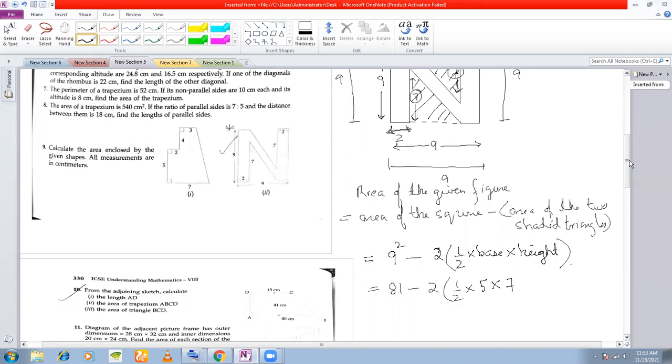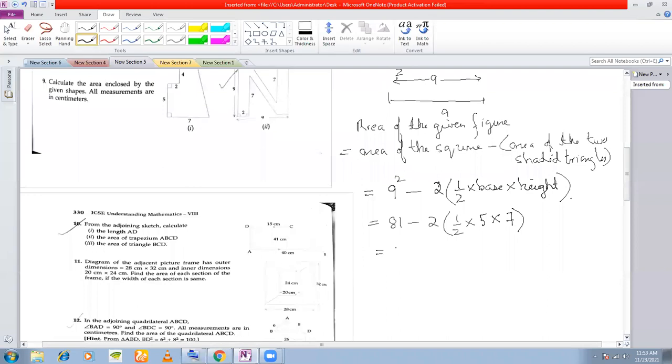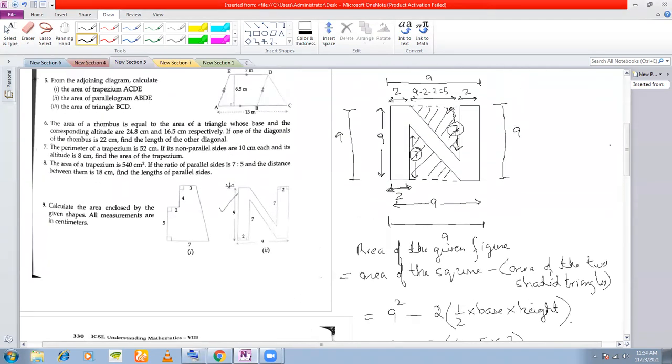So therefore, what is the area of the figure? 81 minus twice of 35 by 2, which is equal to 81 minus, let me cancel this 2 here, so this becomes 81 minus 35, which is equal to 46 centimeter square. Okay. Any question on this? No, sir. Okay, so this was an easy figure.